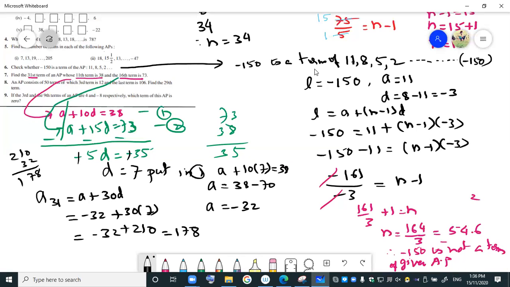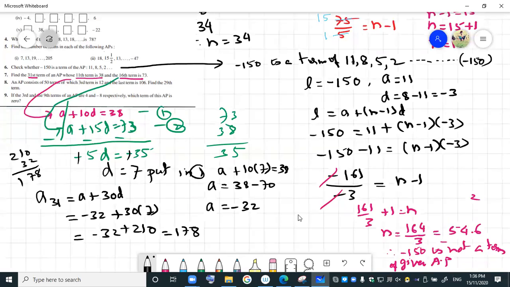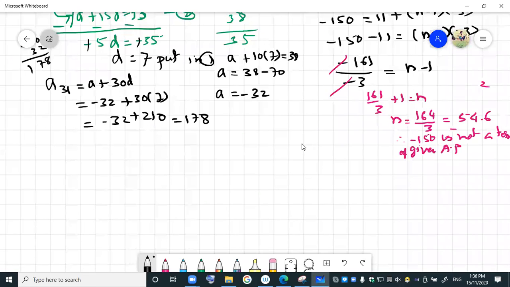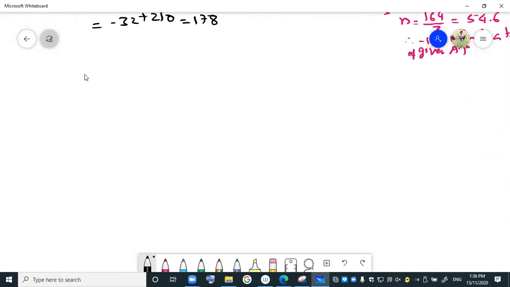So I think next, an AP consists of a third term is this, last term is this, find the 29th term. Two questions are left. If we can try in 5 minutes, we can do it. Okay, we can do it. These 2 questions also, we'll try to complete the exercise. Okay.